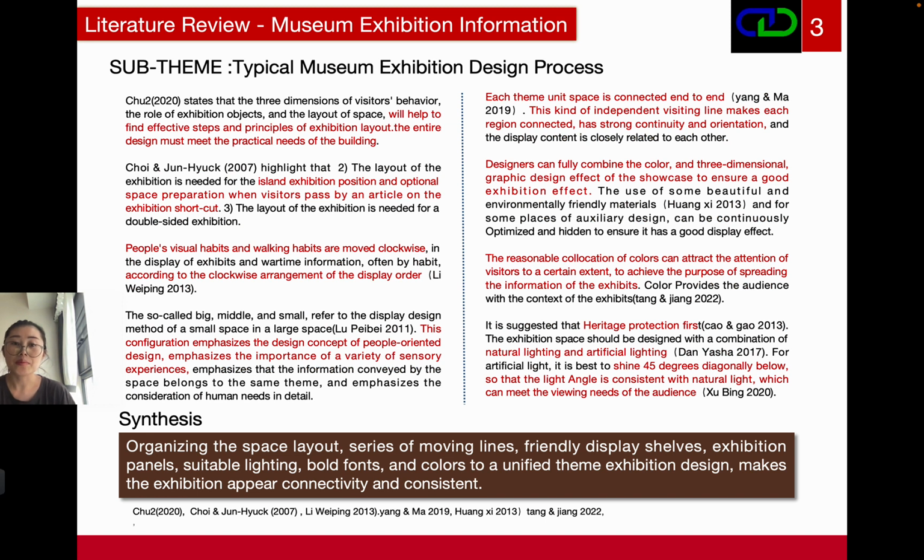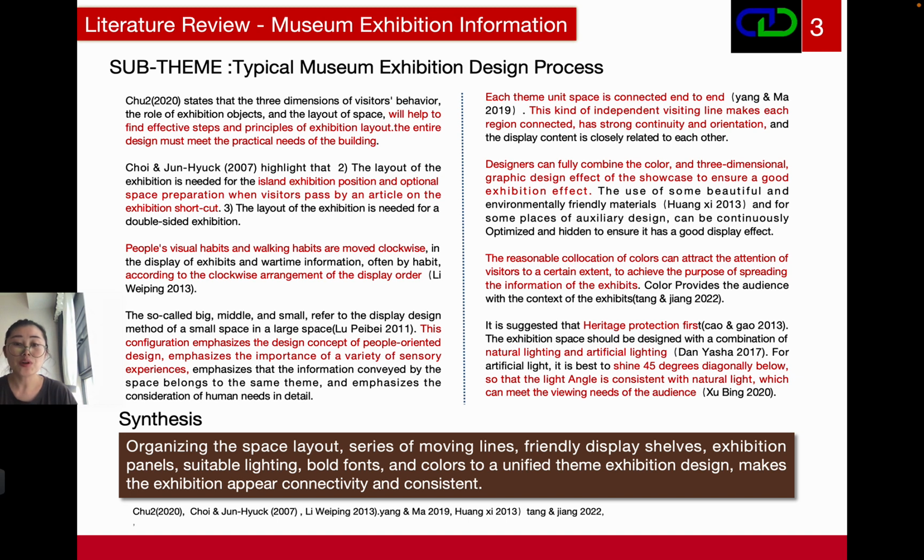The second sub-theme is the typical museum exhibition design process. The visitor's behavior, the role of exhibition objects, and the layout of space help to find effective steps and principles of exhibition layout. First one, the entire design must meet the practical needs of the building. It is limited to the style of the building. And the layout of the exhibition is needed for the island exhibition position. An optional space is prepared when visitors pass by an article on the exhibition shortcut. The layout of the exhibition is needed for a double-side exhibition.